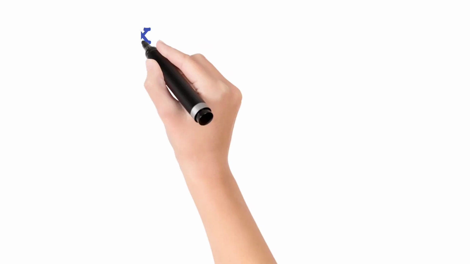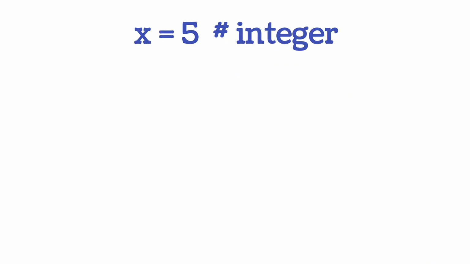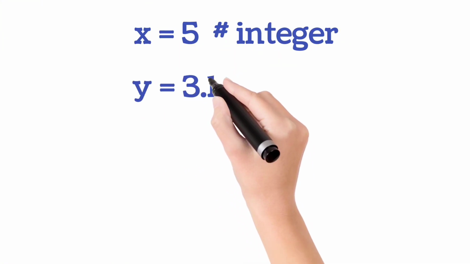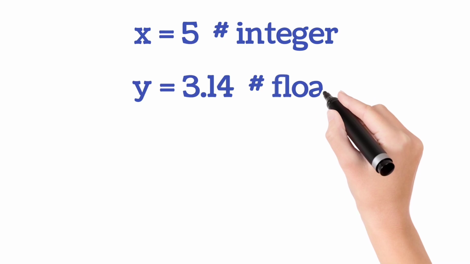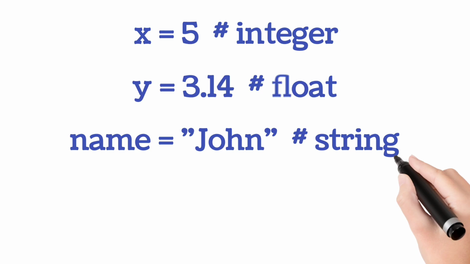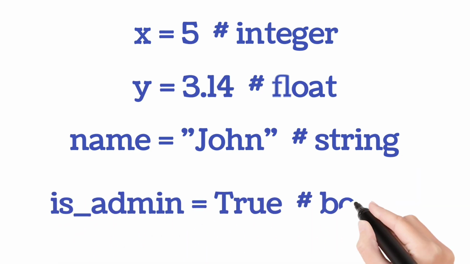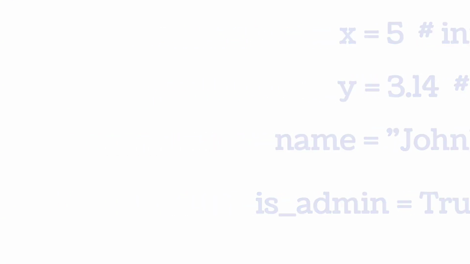Now, let's talk about examples of all the data types mentioned above. X equals 5 is an example of an integer. Y equals 3.14 is an example of a float. Name equals John is an example of a string. Is admin equals true is an example of a Boolean. These variables hold different data types, which determine the types of value they can hold.